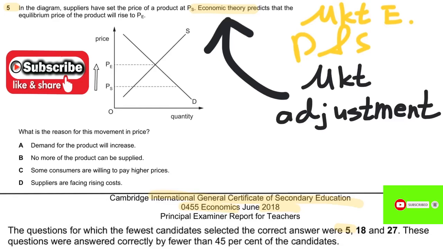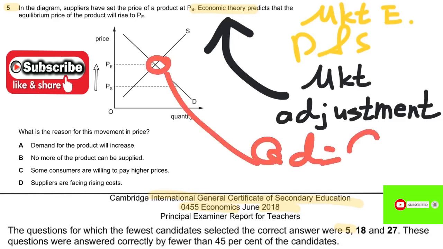That is, when there's no intervention, the market would adjust to the equilibrium, where QD would equal QS. That's what the theory talks about. So how would the adjustment happen?